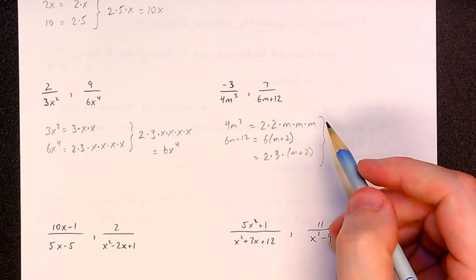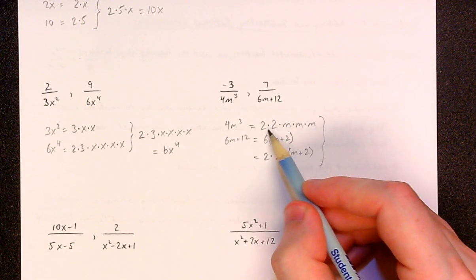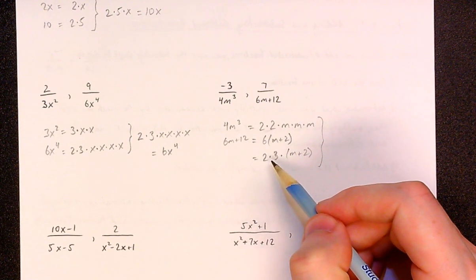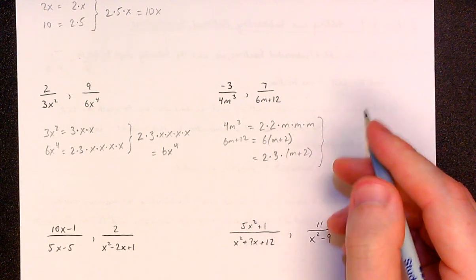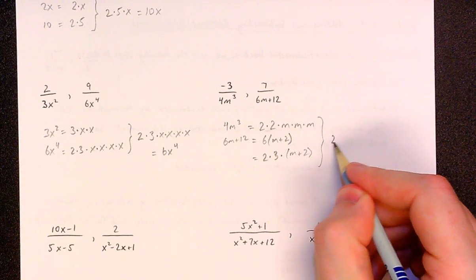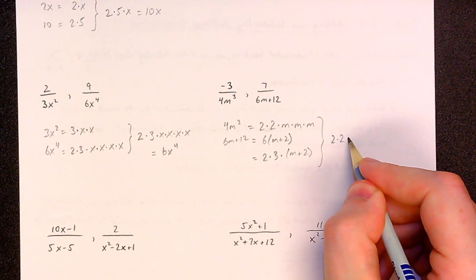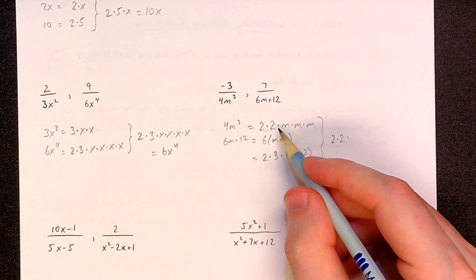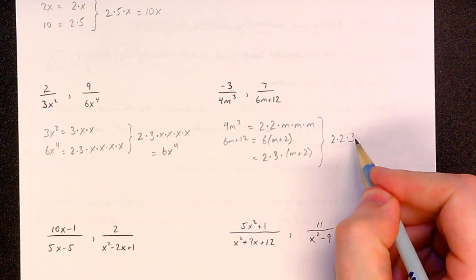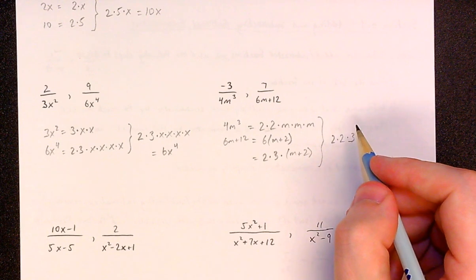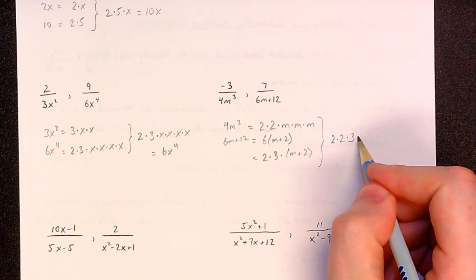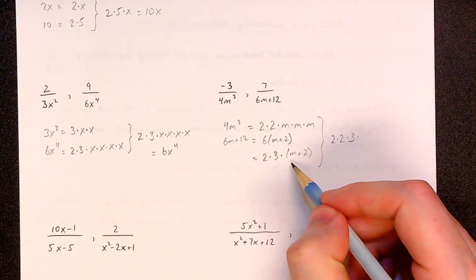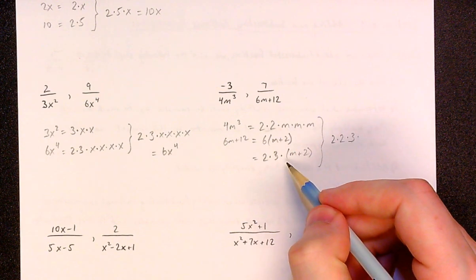So now finding the LCD. Here we have 2 2's. Here we have 1 2. The larger of 2 2's and 1 2 is 2 2's. Here we have a 3. Here we don't have any 3's. So the larger is 1 3. Here we have 3 m's. Here we have no m's.